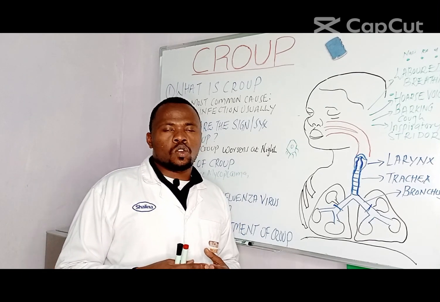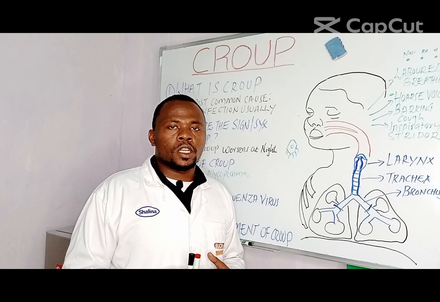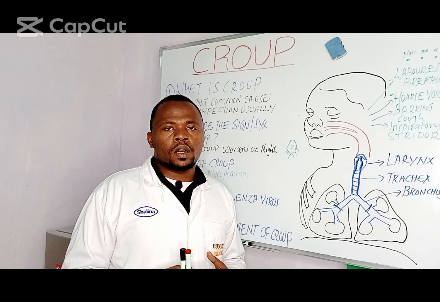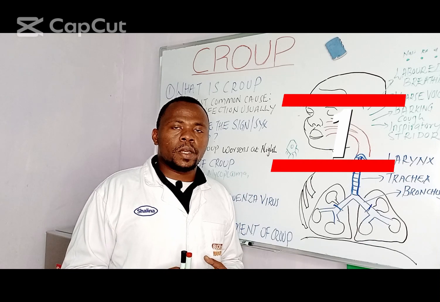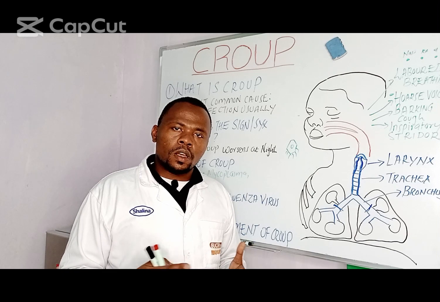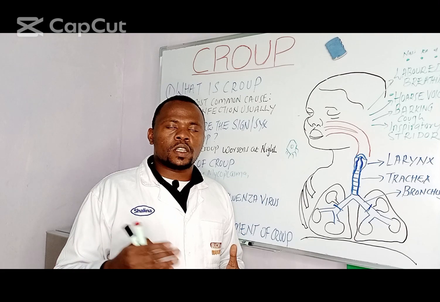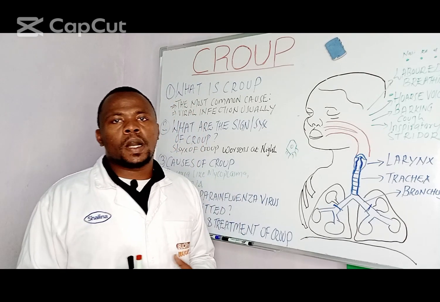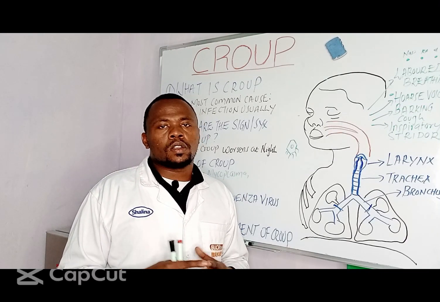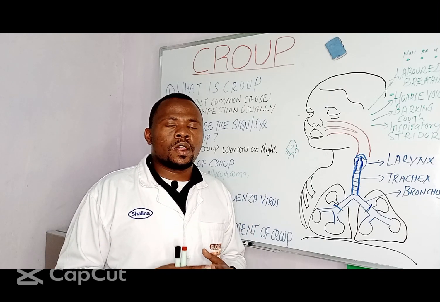How is croup treated? Croup is treated depending on the severity of the croup. Your doctor will diagnose croup clinically. Clinically means that they will take the four signs and symptoms, which are a hallmark of diagnosis. Number two, your doctor will examine the child's throat, and also listen to the chest of the child with a stethoscope.